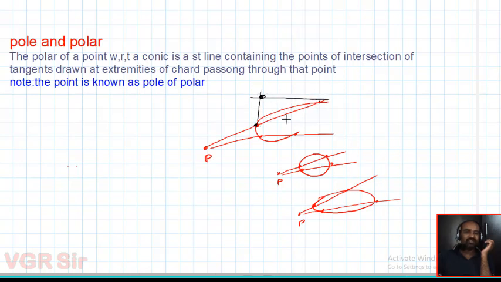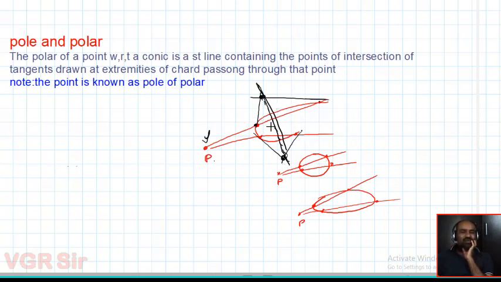They are intersecting here. At these two different points you can draw two more tangents. They are intersecting here. The point of intersection of all such tangents will form a straight line. That straight line is called the polar of this point P, and P is called the pole of that polar. This is applicable for all conics.